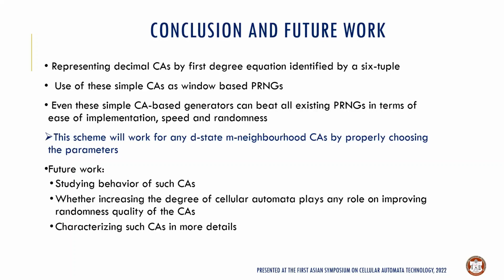But the future work remains: how they will behave in terms of the other global properties of the CA, like reversibility, like number conservation and all. That is still not done. And whether increasing the degree of the CA will play any role in improving randomness quality is not explored. This is only a first degree equation.